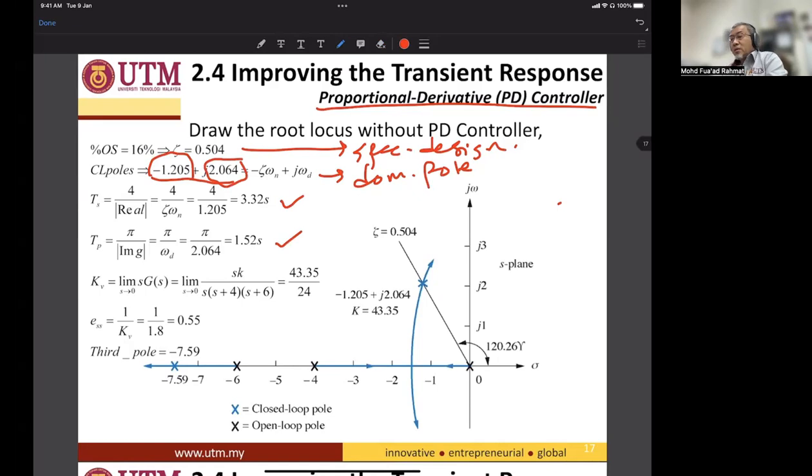Okay, the system is type 1. Due to type 1, we have to use Kv. We cannot use Ka, we cannot use Kp. So we use Kv, the limit of sG(s) as s goes to 0. So 43.5 divided by 24, so the Kv value is 1.8. Insert this, and we have an error of 0.55.